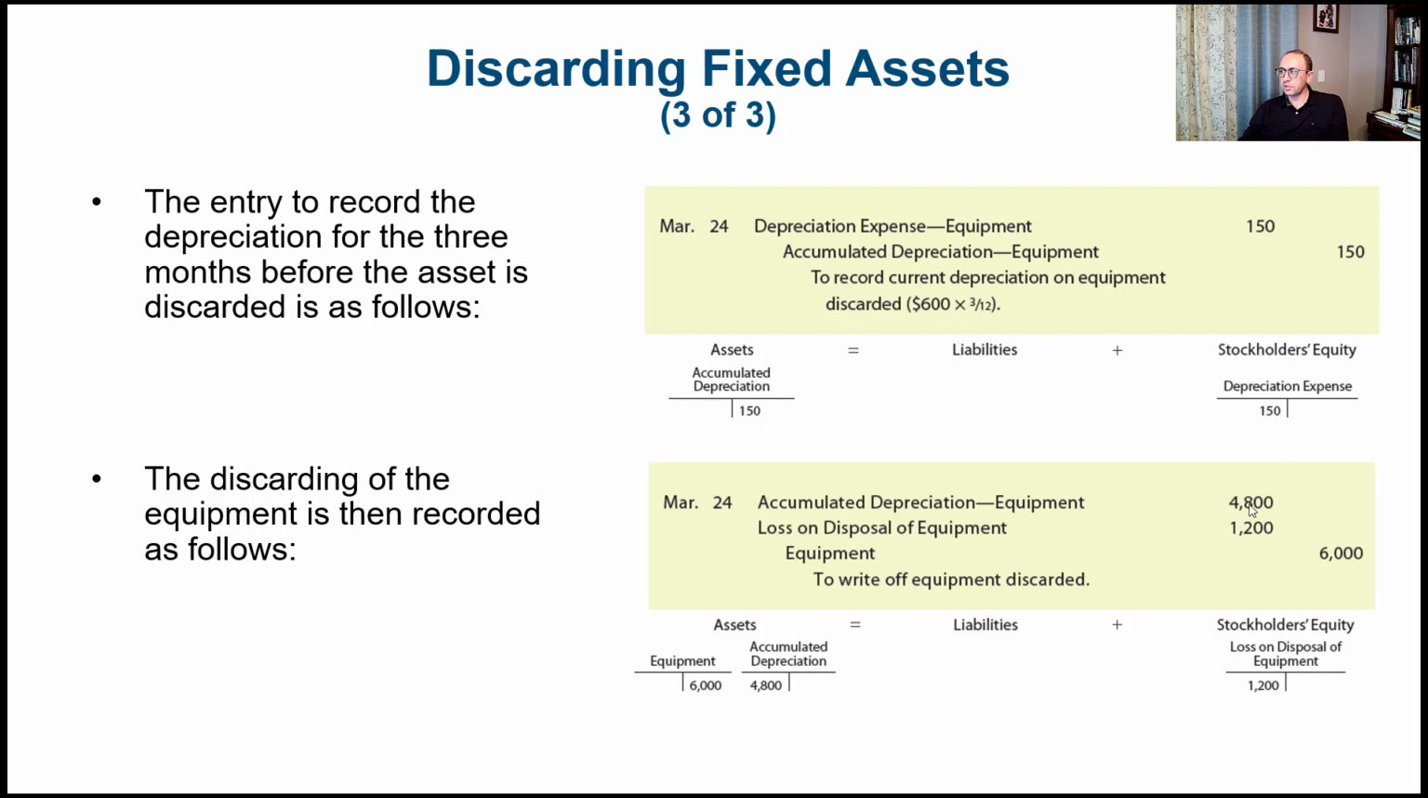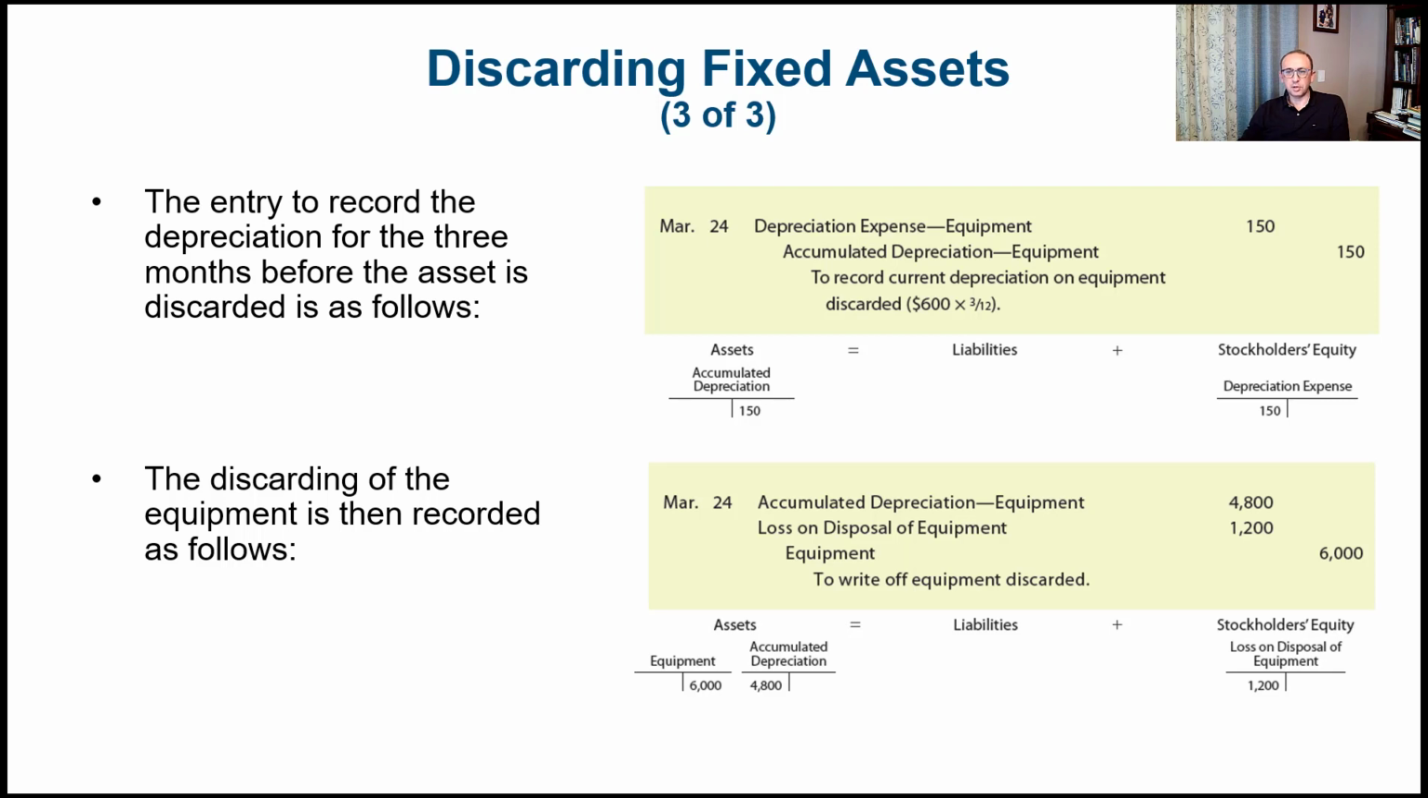And now there's a difference. There's still a balance of $1,200. And since we discarded the fixed asset, we're going to record the difference as a loss on the disposal of the equipment. And losses are treated very similar to expenses. They appear on the debit side. If you have a gain, it's recorded on the credit side. But of course, when we discard an asset, there's never going to be a gain because we don't receive cash.